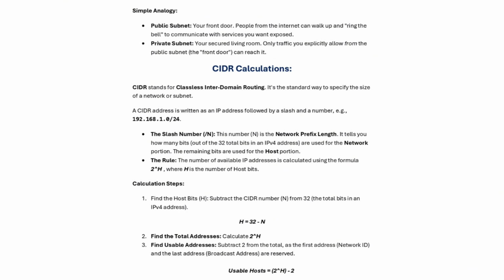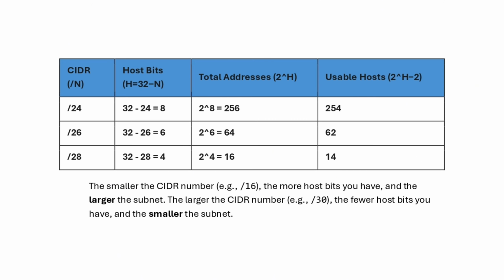Subtract 2 from the total, as the first address, the network ID, and the last address, the broadcast address, are reserved. Two addresses are already reserved, that is, the network ID and the broadcast address. So the usable hosts would be 2^h minus 2. Total addresses are 2^h. For the usable ones, it would be minus 2 of that. So the CIDR table shows the CIDR /n, which we already know would be, for example, /24.